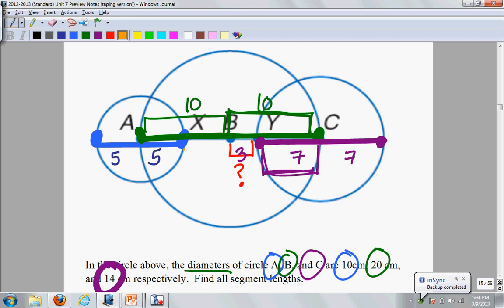Another one that we don't have is X to B. I'd like you to attempt to find X to B. Bracket what we do have and see if you can't find that. You should have gotten 5. Why? Because this is 10 and that's 5. You simply physically bracket what you do have and bracket what you don't have. It'll be very easy to work this out.